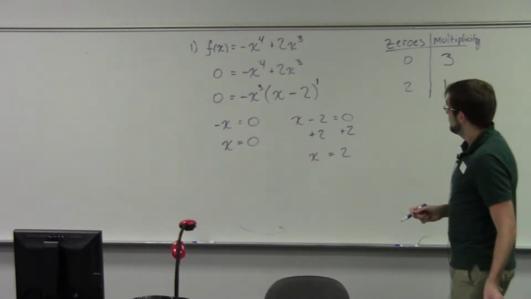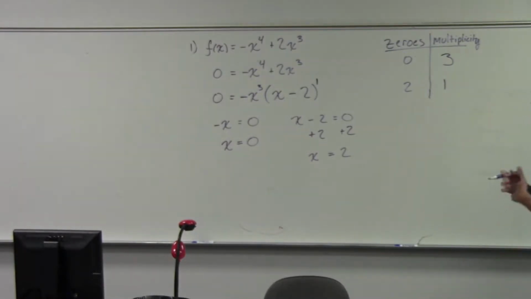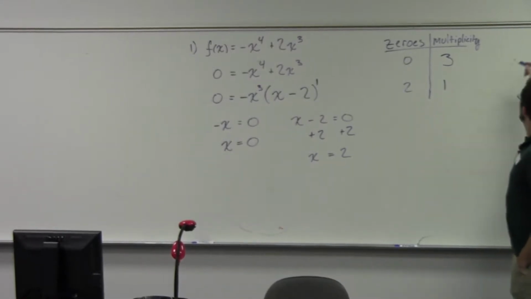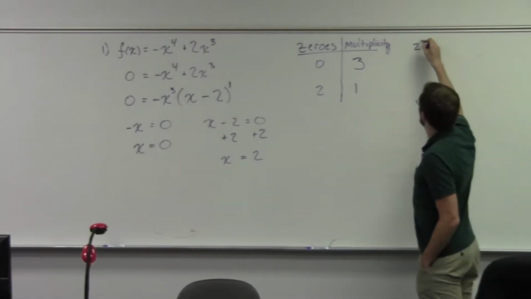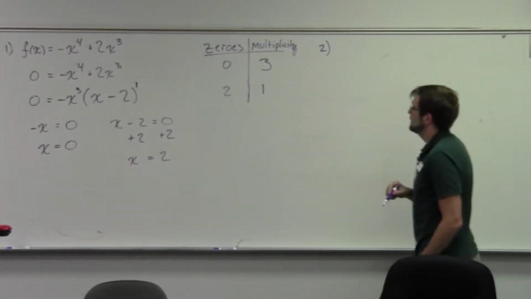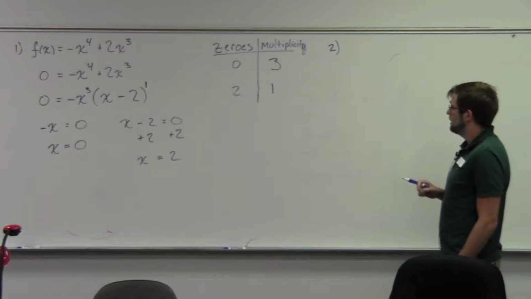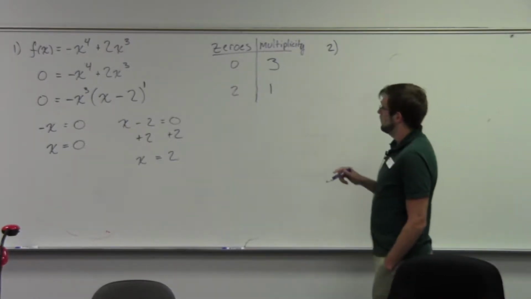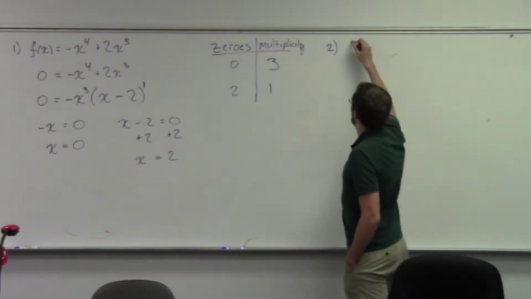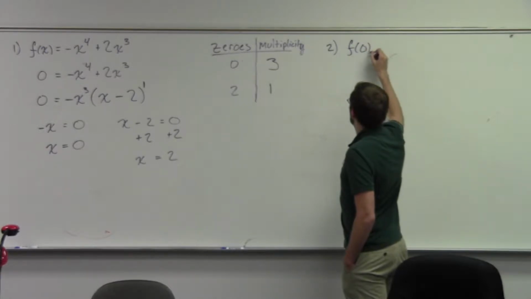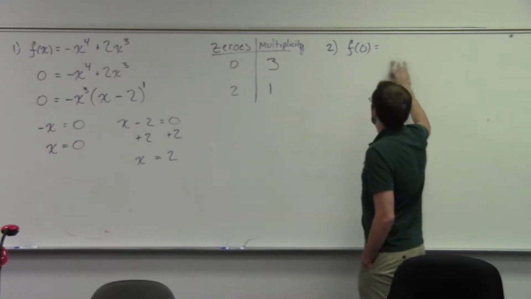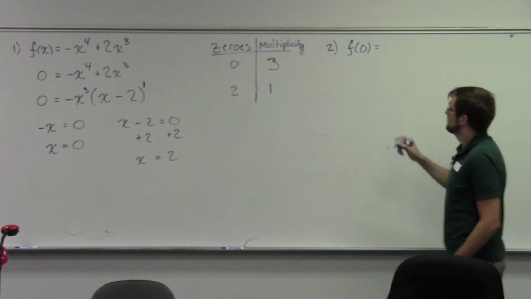And so my next step is I need to find the y-intercept. Maybe I should have thought about how big I was writing. All right, so I have my zeros and I have my multiplicity. So next I want to find my y-intercept. So to find the y-intercept, I find f of 0. So I plug 0 in for all the x's.